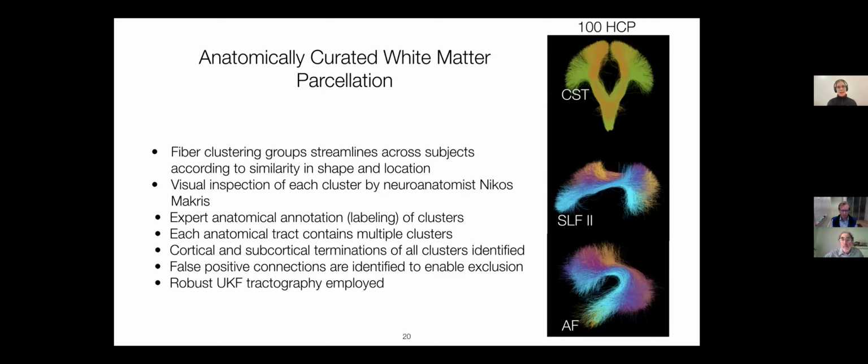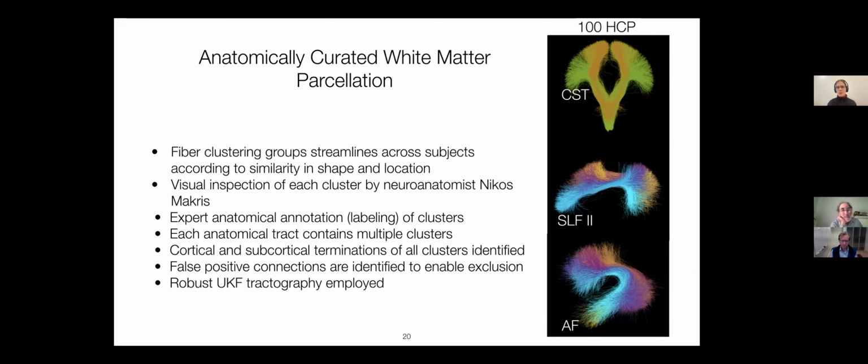So our atlas is an anatomically curated white matter parcellation. It has several steps to create it. It's initially created using data-driven machine learning and then curated with input from neuroanatomist Nikos Makris. So first we do fiber clustering to group streamlines across subjects according to their similarity in shape and location. And then we worked with Nikos Makris to visually inspect each cluster. For that reason, we limited our number of clusters to 800 in order to make this a feasible process. And he, in conjunction with Fan, performed expert anatomical annotation or labeling of clusters. And so that gave us this example over on the right.